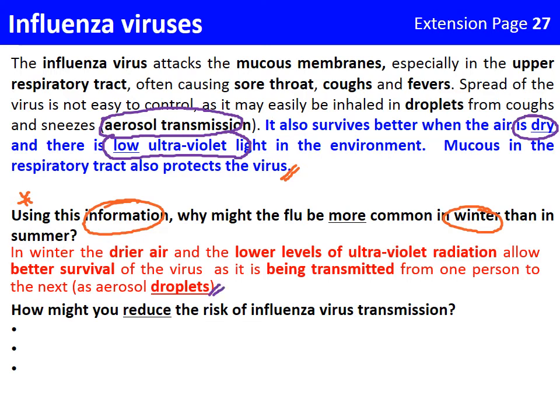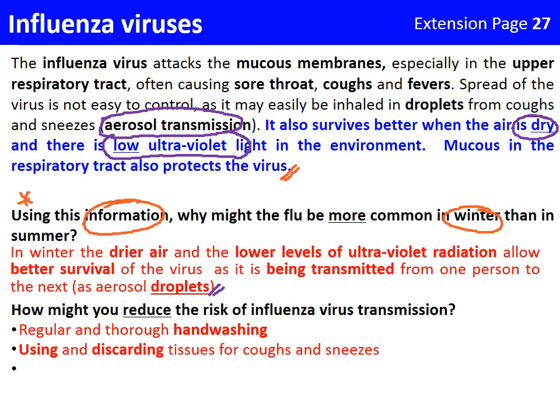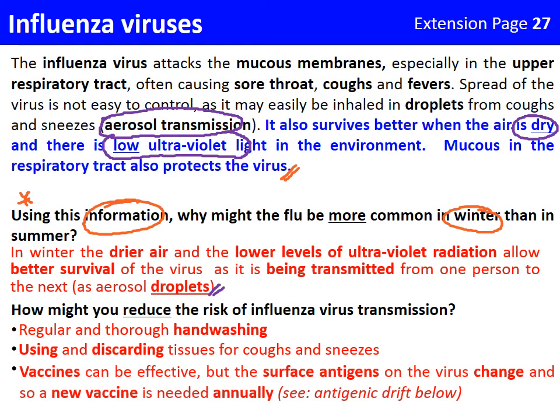Now, one of the reasons why UV light damages the influenza virus is because RNA is actually quite susceptible to UV radiation. So RNA, being a single-stranded nucleic acid, will actually start to degrade and break down when it's subjected to high levels of UV light. So how could you reduce the risk of influenza transmission? Well, regular and thorough washing of hands, using and discarding tissues for coughs and sneezes, which prevents or limits aerosol transmission. And also vaccines can be fairly effective.